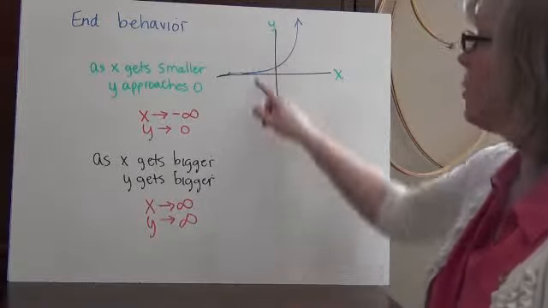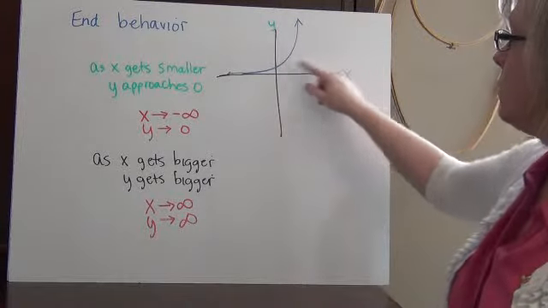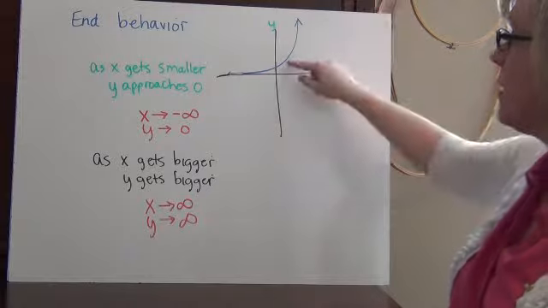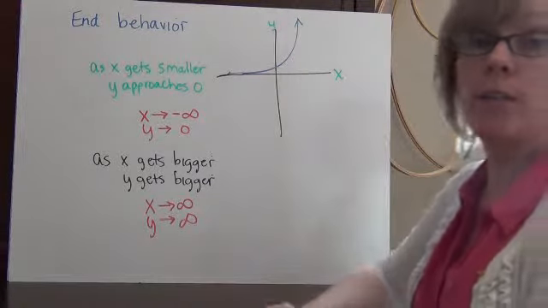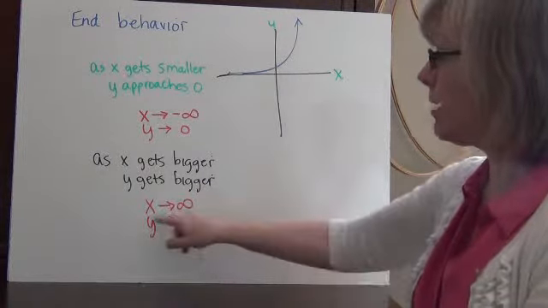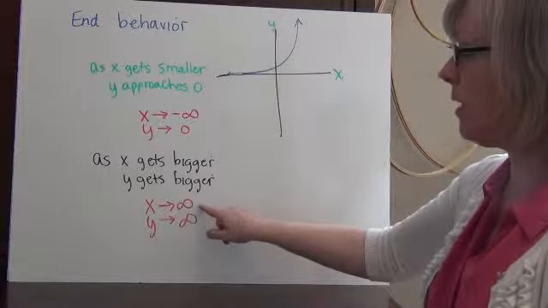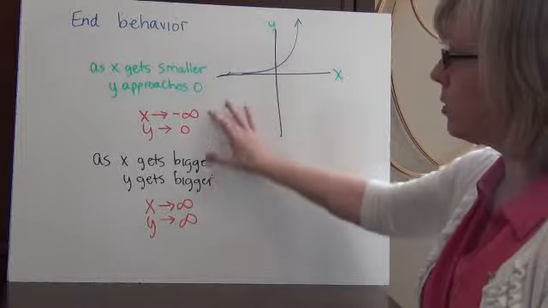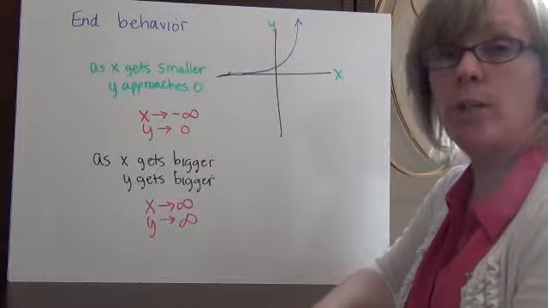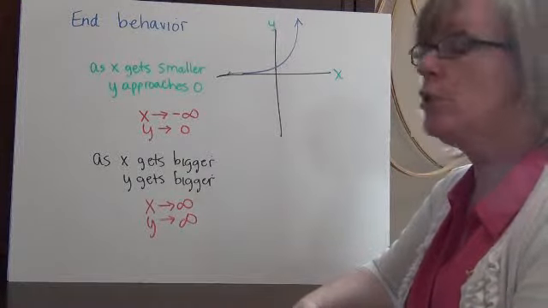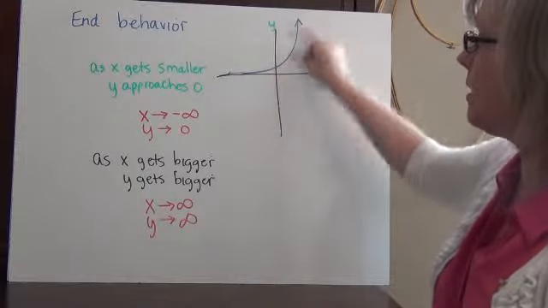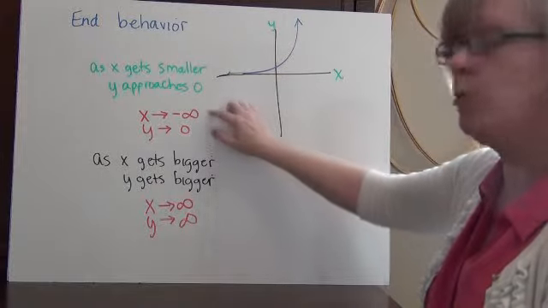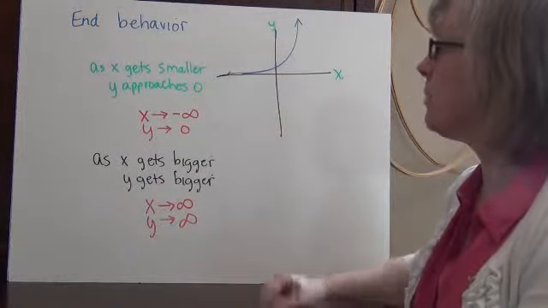Okay? Now let's look at the other side. As x gets bigger, I could keep plugging in larger and larger values for x. Look what's happening to y. y is also getting bigger. So that says as x approaches infinity, y approaches infinity. So these two statements here in red are how you're going to describe end behavior. You're going to have what's happening on one end and what's happening on the other end. That's why I have two different explanations.